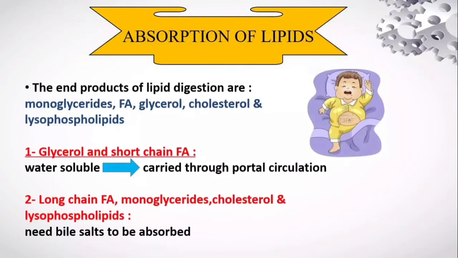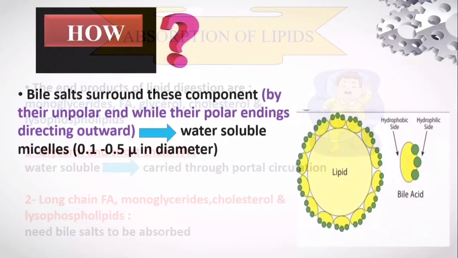Next slide is about absorption of lipids. The absorption of lipids has end products, which are the monoglycerides, FA, glycerol, cholesterol, and lysophospholipid. Glycerol and short-chain FA are always water-soluble, which can be carried through portal circulation. And long-chain FA, monoglycerides, cholesterol, and lysophospholipids need bile salts in order to be absorbed. Next slide is about bile salt.